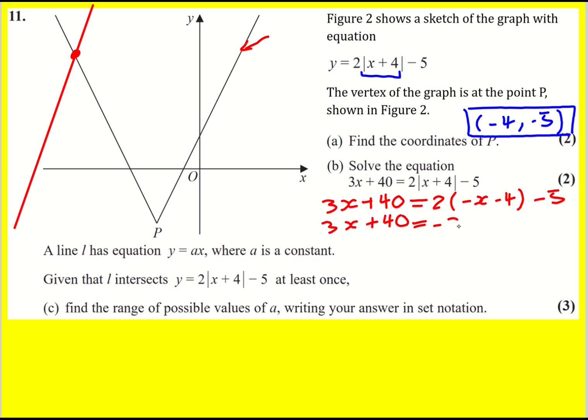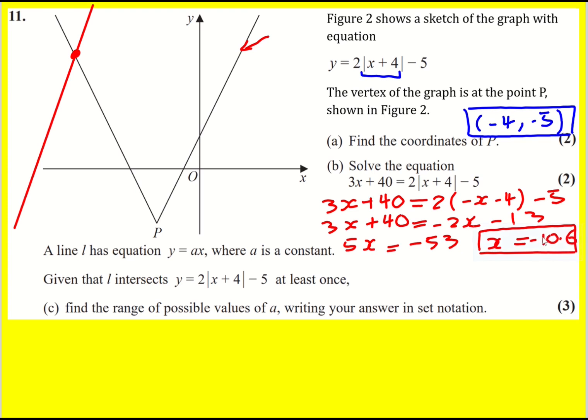This becomes minus 2x minus 8 minus 5, that's minus 13. And then 5x is going to equal minus 13 minus 40, that's minus 53. And if you do 53 divided by 5, you get minus 10.6. That is the only solution to this equation.